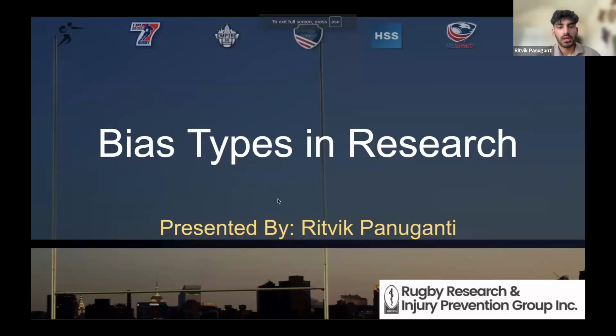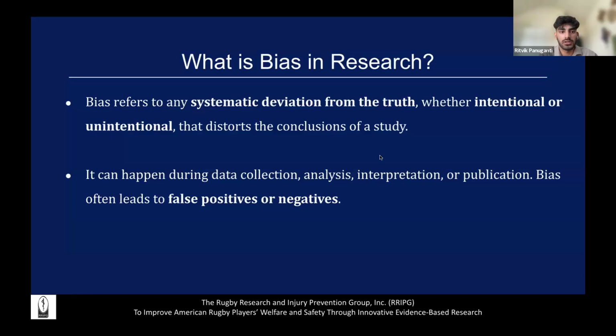All right, hello everybody. Today I'll be presenting on bias types in research. So what is bias in research? Bias refers to any systematic deviation from the truth, whether intentional or unintentional, that distorts the conclusions of a study. It can happen during data collection, analysis, interpretation, or publication. Bias often leads to false positives or negatives.